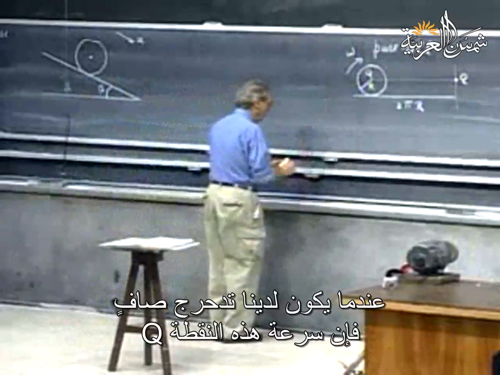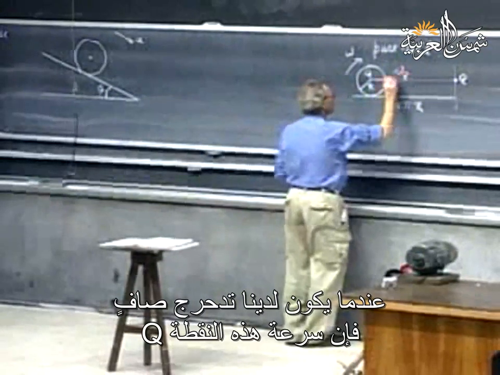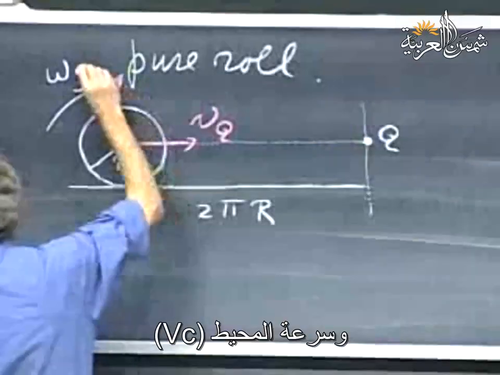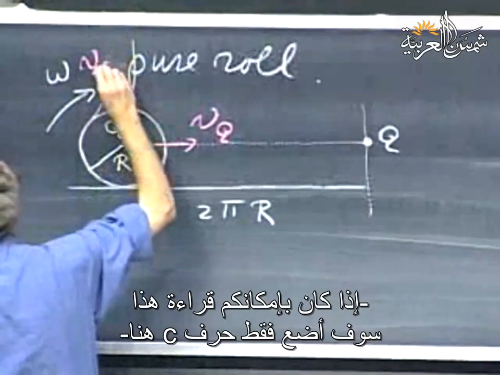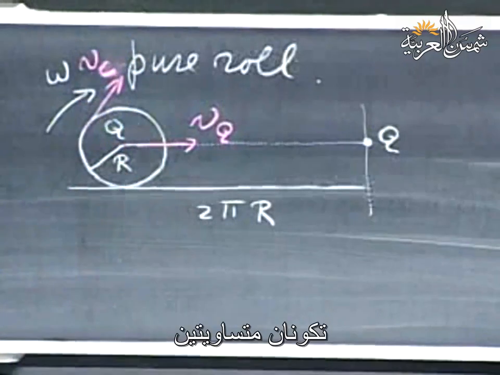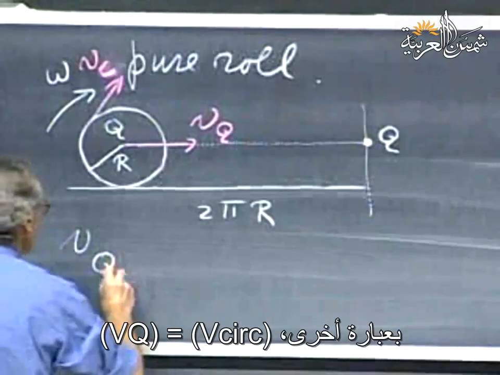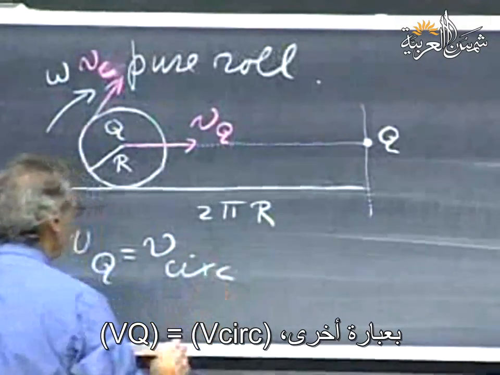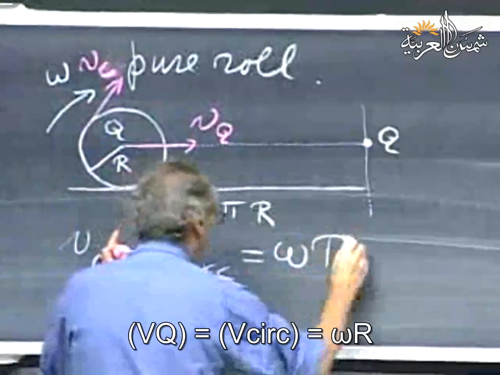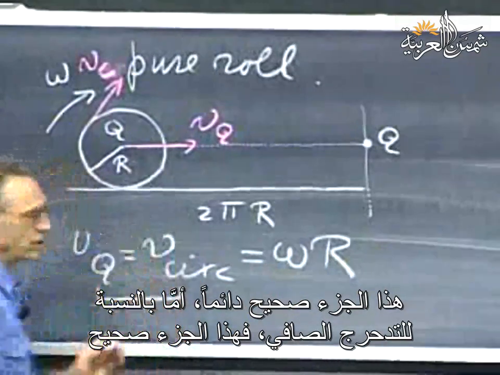When we have pure roll, the velocity of this point Q and the velocity of the circumference, I'll just put a C there, are the same. In other words, VQ is exactly the same as V circumference, and V circumference is always omega r. This part always holds, but for pure roll, this holds.